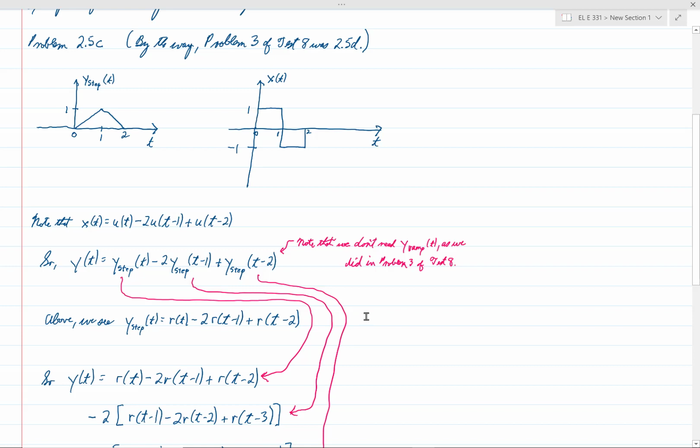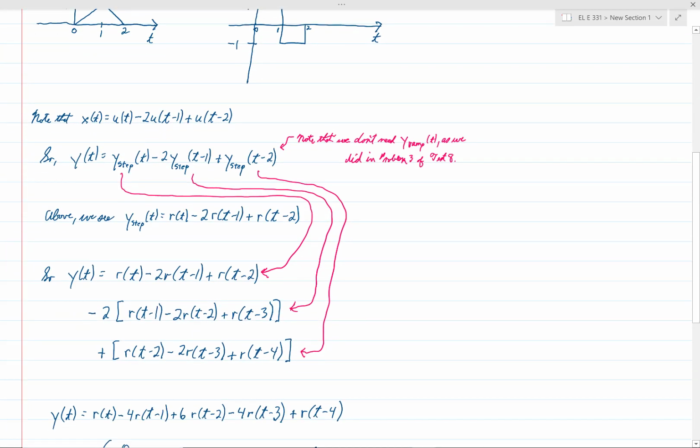So you can see that we're, in some sense, almost done with this problem, because all we have to do now, the output that we're looking for, only involves y step function, but just at various arguments. So we just need to put this function together here for various arguments and various weights, and we'll be done. So let's see how it goes.